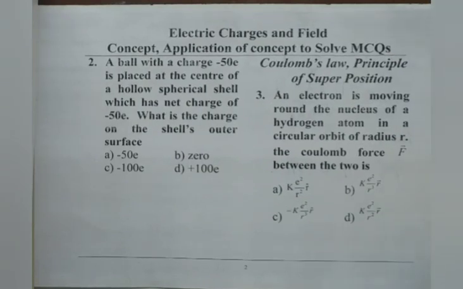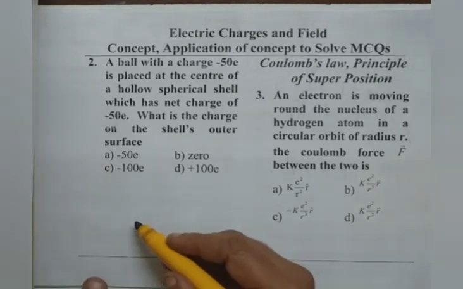A ball with charge of minus 50 E is placed at the center of a hollow spherical shell which has a net charge of minus 50 E. What is the charge on the shell's outer surface? Here, not only the additive property of the charge is to be used, we also have to use the induction property. We write the figure first.